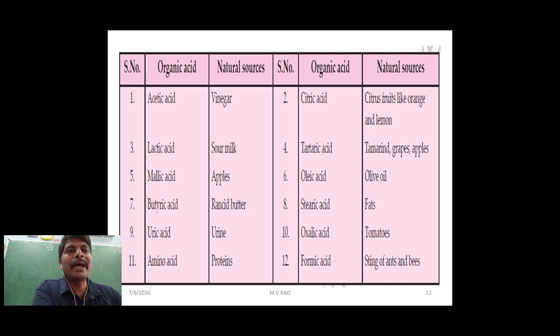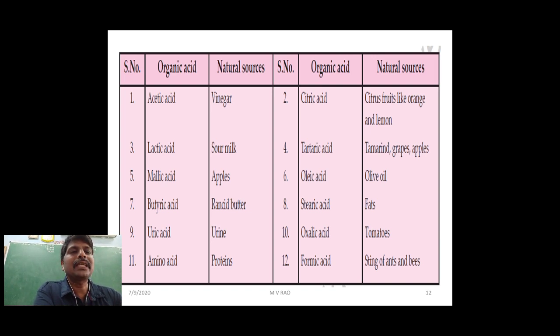Fifth one is malic acid. Apples are the source. Sixth one, oleic acid. Source is olive oil. Seventh one, butyric acid. Source is rancid butter. Eighth one, stearic acid. Sources are fats. Ninth one, uric acid. What is the source of uric acid? Urine. Tenth one, oxalic acid is obtained from tomatoes.